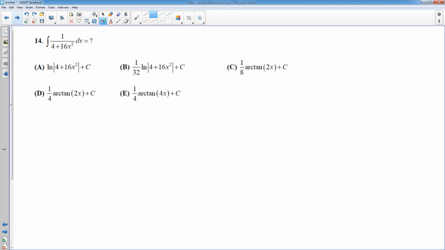All right, let's see. 14. That looks an awful lot like arctan. I know the derivative of arctan is 1 over 1 plus x squared. So that's in the back of my mind. The problem is I don't have 1s in the denominator. I have a 4 and a 16.